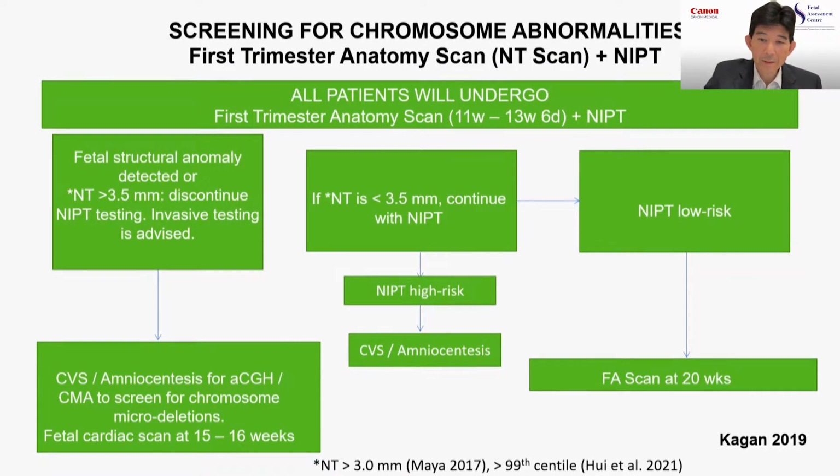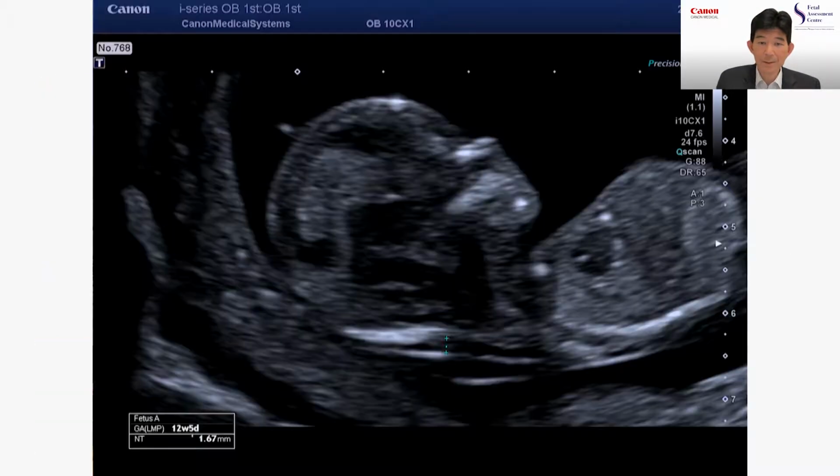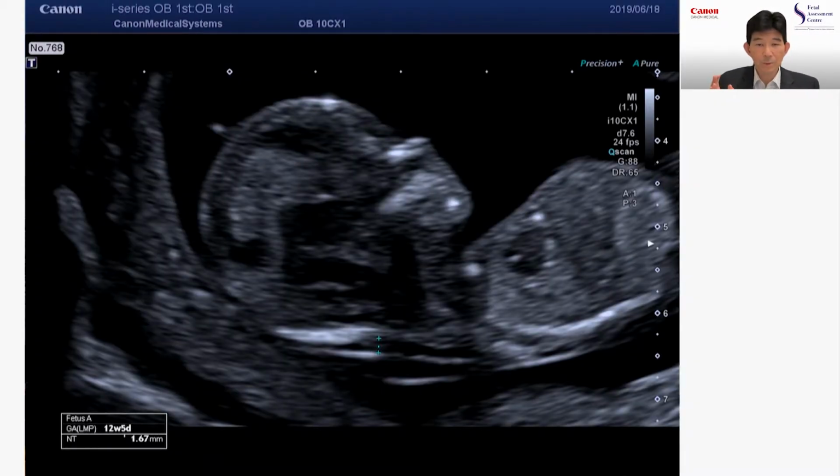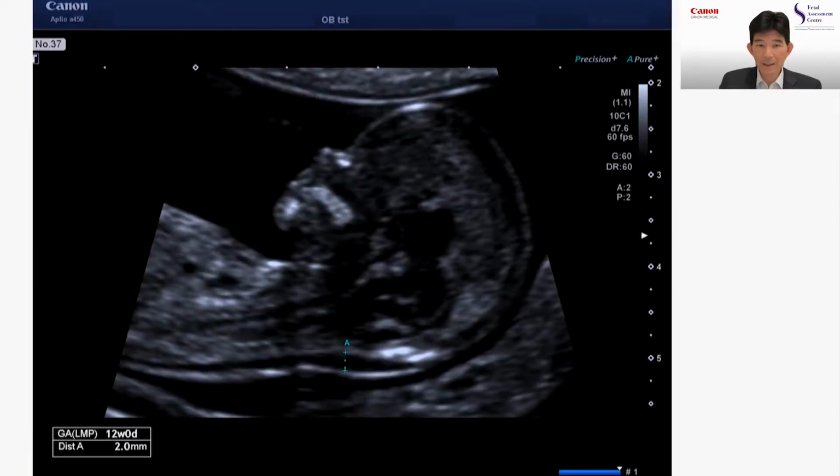I think it'd be interesting to look at some of the other issues. Look, we are all familiar with the measurement of the nuchal translucency. We know that the nuchal translucency is actually very accurately reproduced if you follow the guidelines. This is here a fetus with a nuchal of about 1.6 millimeters. And here we have a nuchal of about 2.0 millimeters.